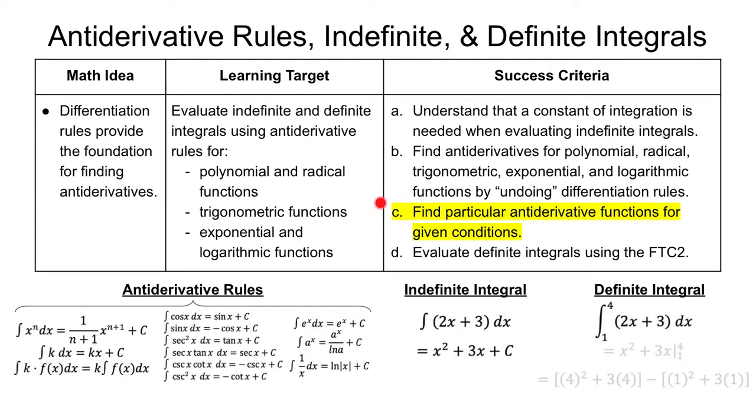We're going to focus on success criteria C, where we want to be able to find particular antiderivative functions for given conditions. What that basically means is, let's say we had an indefinite integral, like so, and then we found that the antiderivative is like this. The particular one means we're going to actually solve for that C value to give us a very specific, single answer for the antiderivative function. So that's what we call the particular antiderivative function.